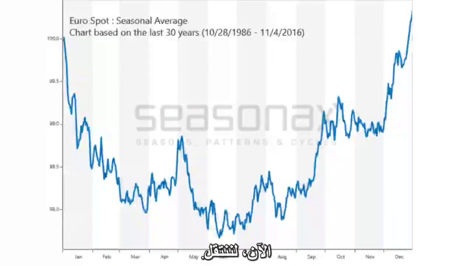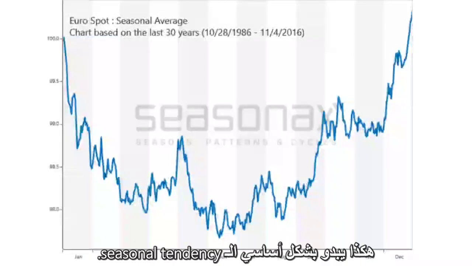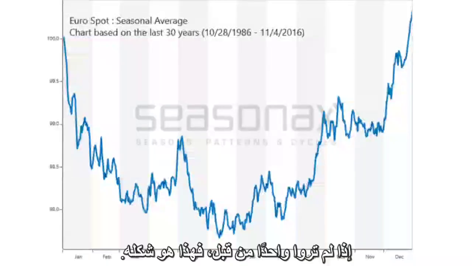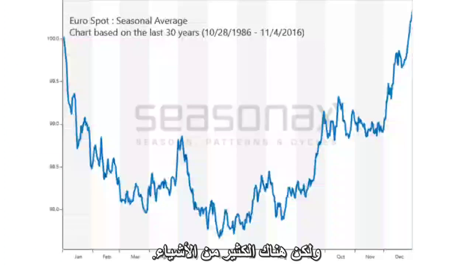Now moving on, here we got the seasonal chart, right? This is how basically a seasonal tendency chart looks like. Like if you've never seen one before, then this is how it looks like. Now this looks like a typical line chart, but there's a lot of stuff behind it that you have yet to discover and learn. So let me explain.